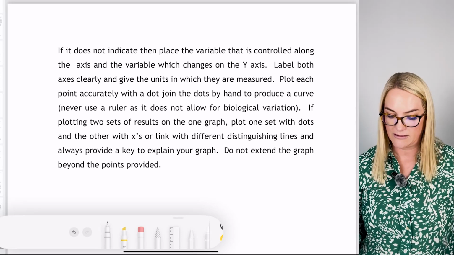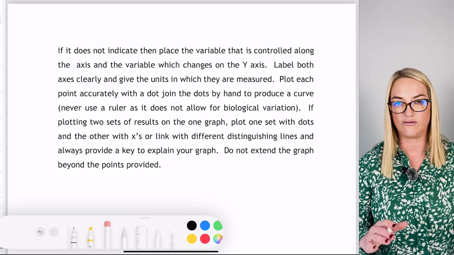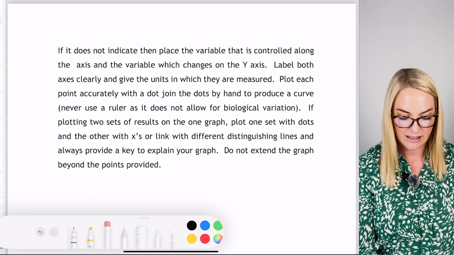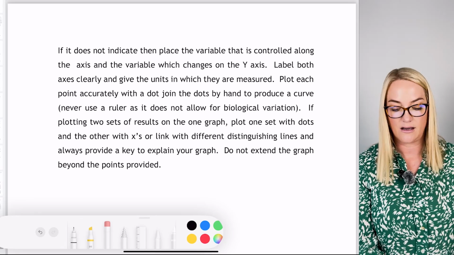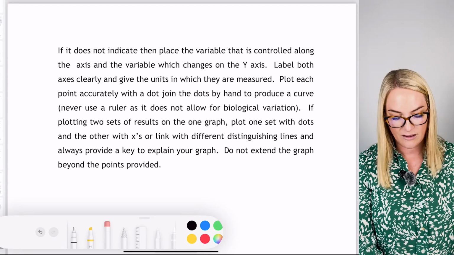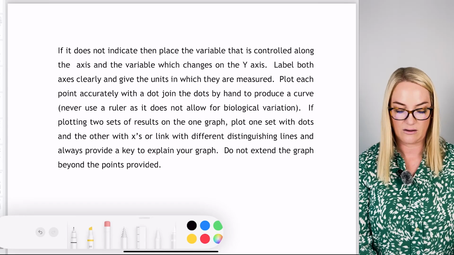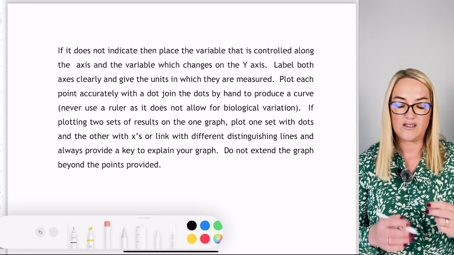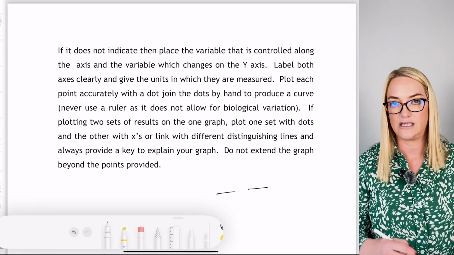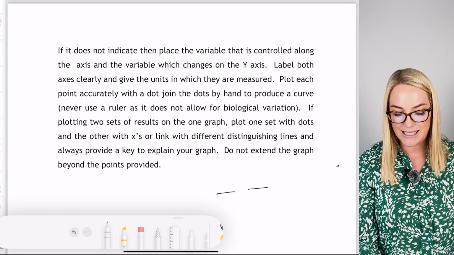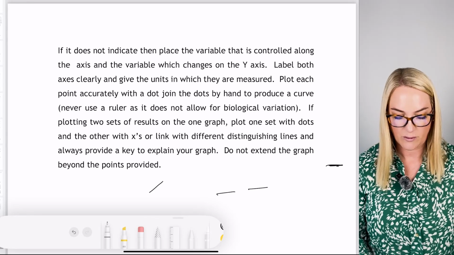If you have to plot the graph, plot each point accurately with a dot, then join the dots. No ruler, okay? Use your hand. Never use a ruler, as it does not follow biological variation. If plotting two sets of results on one graph, plot one set with dots and the other with an X. Or if there are two lines, do a dashed line if you have to. Or use a different coloured pen or pencil and indicate on the side what each one is. Do not extend the graph beyond those points.